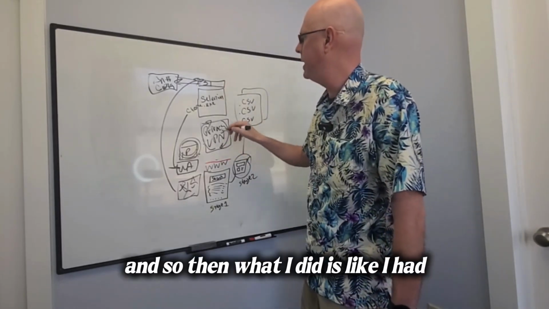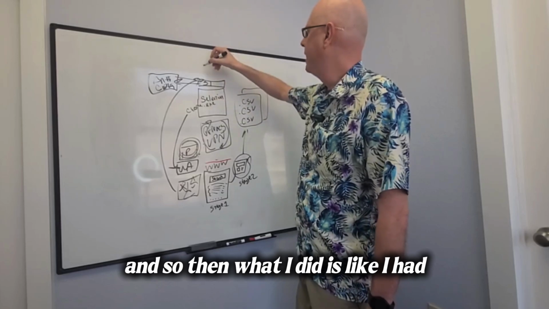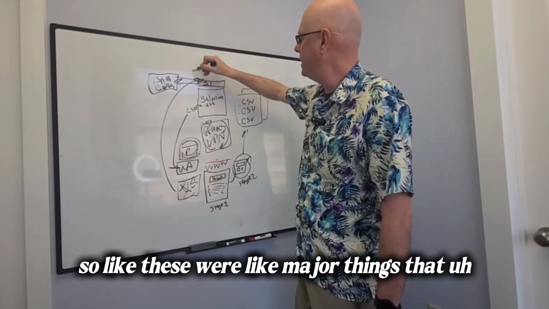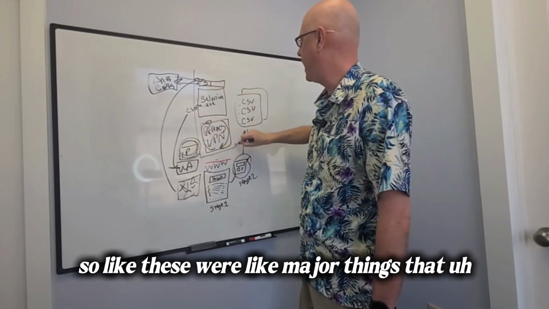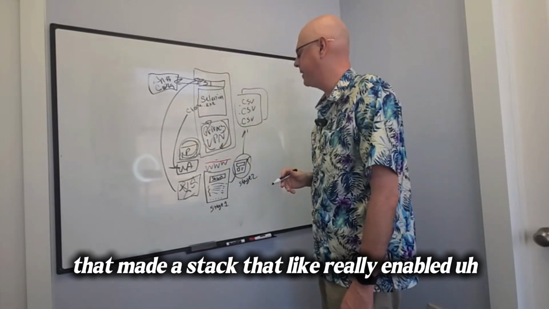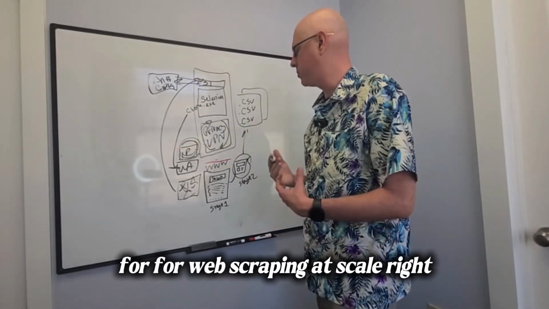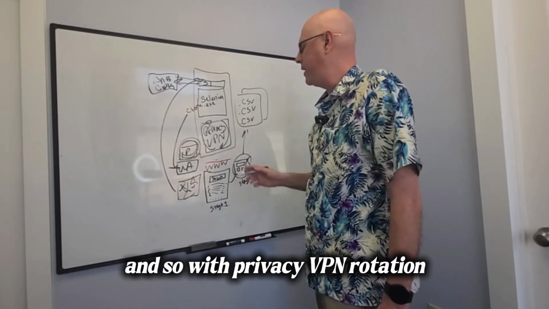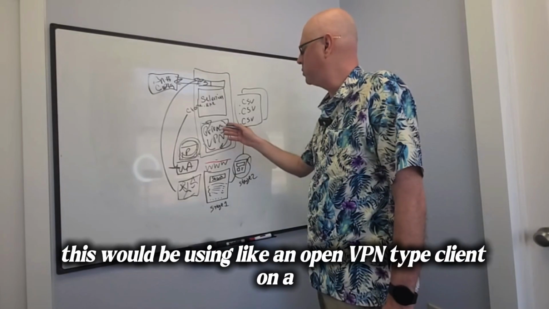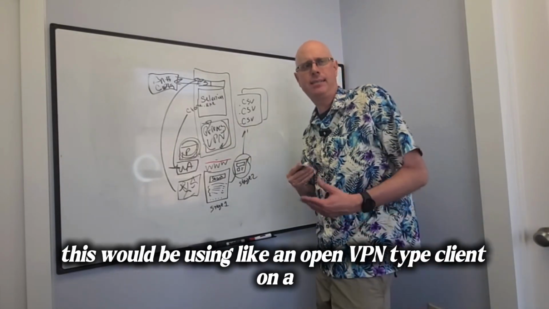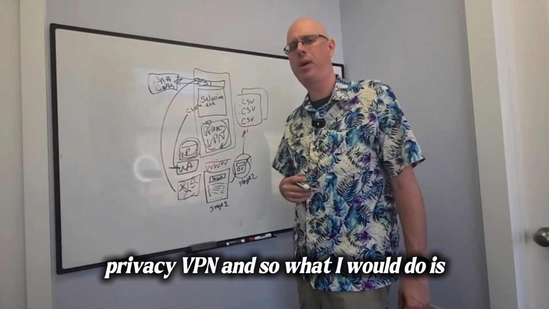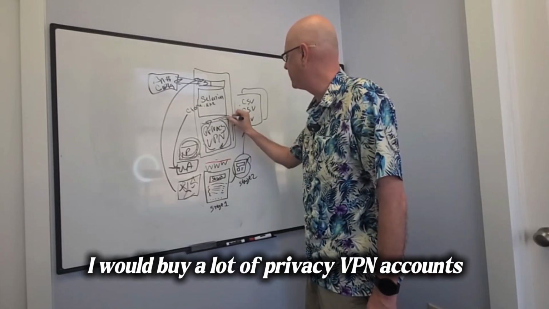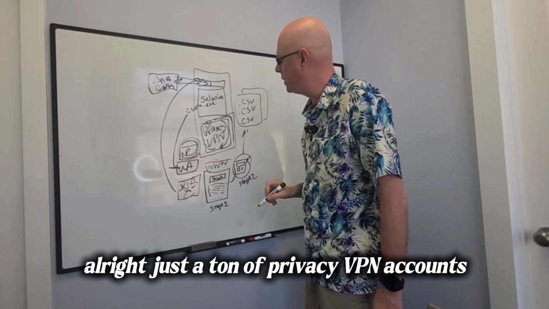And so then what I did is I had another layer above this, right? These were the major things that made a stack that really enabled web scraping at scale. With privacy VPN rotation, this would be using an OpenVPN type client on a privacy VPN. What I would do is buy a lot of privacy VPN accounts, just a ton of privacy VPN accounts.